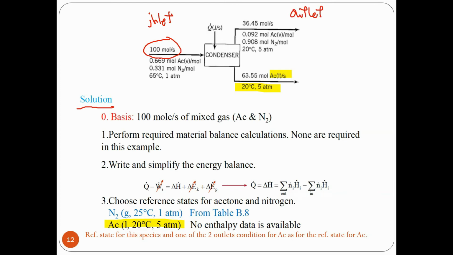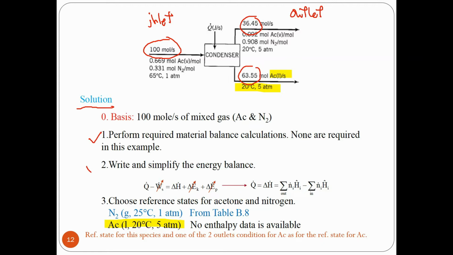So the basis is starting at 100 mole per second for the mixed gas of acetone and nitrogen, and your outlet is going to have 36.45 mole per second for the mixed gas of acetone and nitrogen, and also 63.55 mole per second is your outlet for the acetone in liquid form. Okay, so you're going to have two outlets and one inlet.